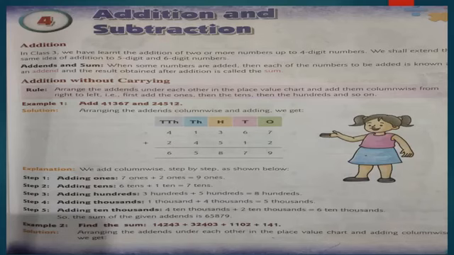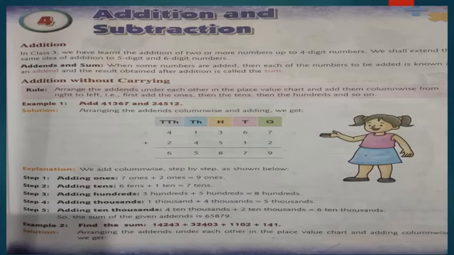So add 41367 and 24512. So children, first you have to arrange it column wise. So arranging the addends column wise and adding, we get ones, tens, hundreds, thousands, ten thousands. Then write down 41,367 plus 24,512. So we will add first the ones: 7 ones plus 2 ones is equal to 9 ones.